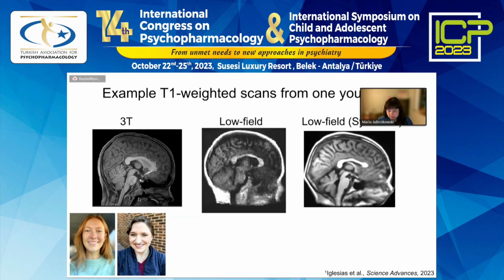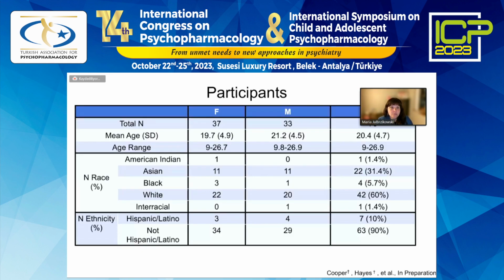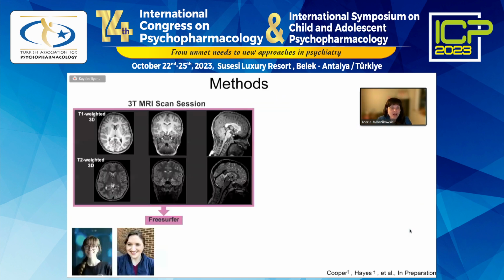So over the last 1.5 years, we've collected 3T and low field scans and processed and analyzed this data on 70 young people. And you can see that the sample is pretty evenly split across self-reported biological sex. There's a fair amount of diversity within our sample. It's 60% white, 10% Hispanic. And what happened was every individual received a 3T MRI scan session where they received a T1 weighted scan and a T2 weighted scan. And then we processed that data through FreeSurfer.